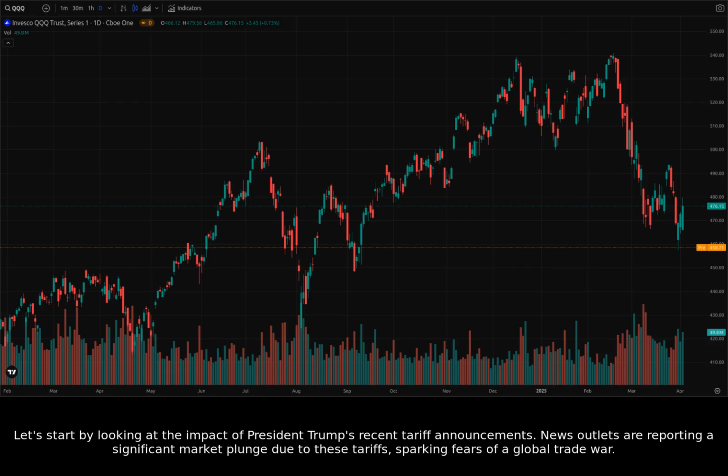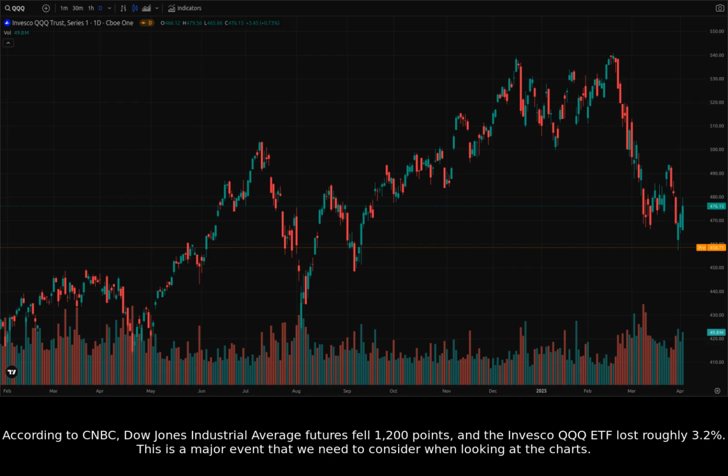News outlets are reporting a significant market plunge due to these tariffs, sparking fears of a global trade war. According to CNBC, Dow Jones Industrial Average Futures fell 1,200 points, and the Invesco QQQ ETF lost roughly 3.2%. This is a major event that we need to consider when looking at the charts.